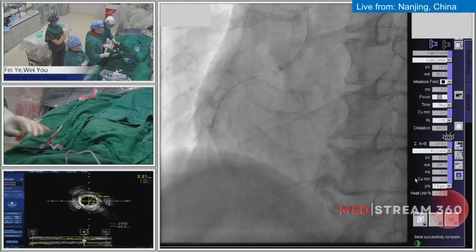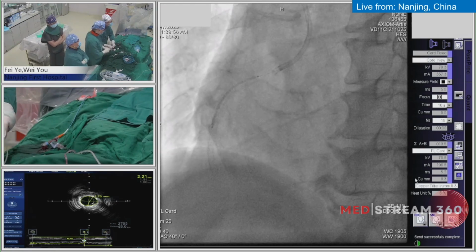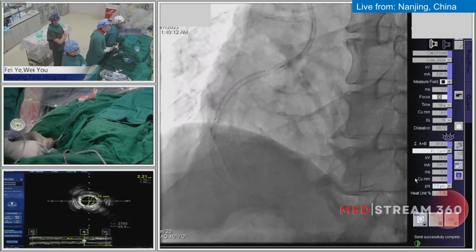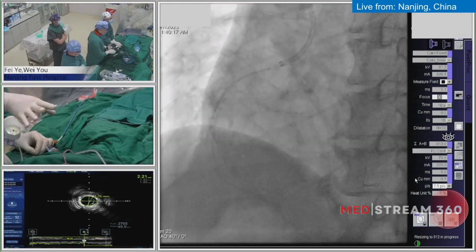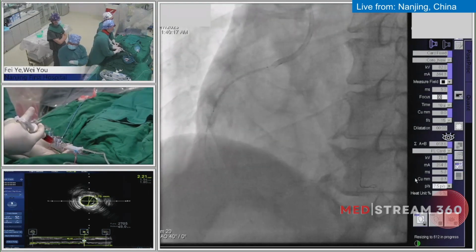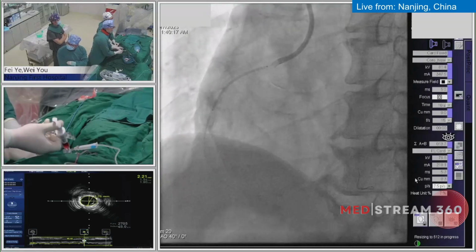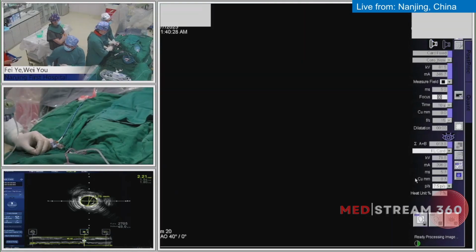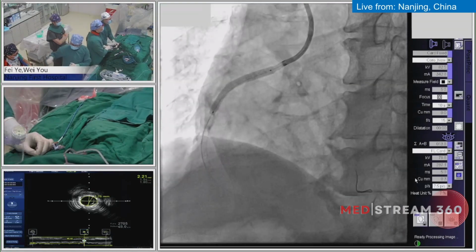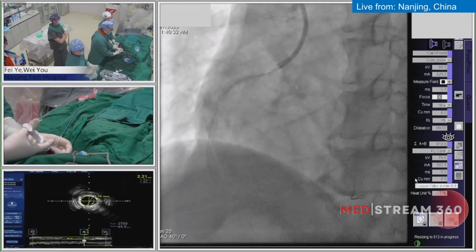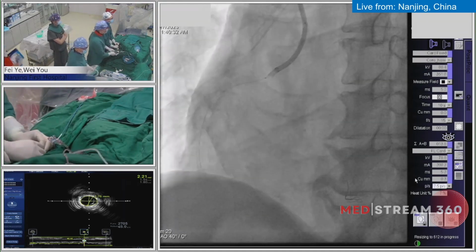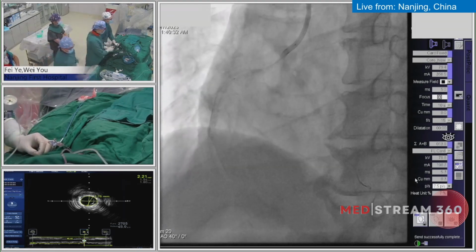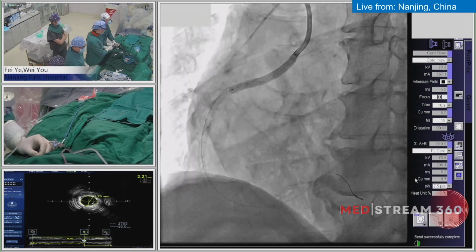Please prepare the 3.5 and the 4.0 NC balloon. No contrast. Okay, test, please. Proximal. Okay, go. 12. Going up to 10. 10 is enough. Okay, done. Here. Going back to 10. 10, 20. Okay, done.